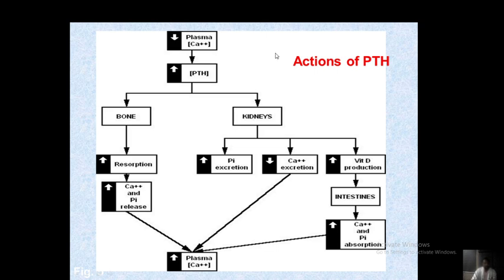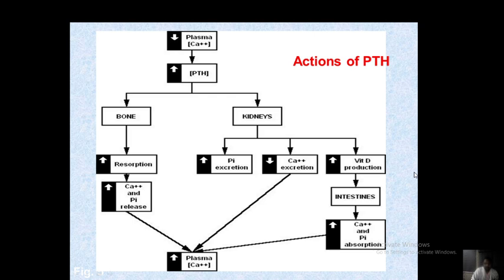So I guess we have learned this many times, just very quickly. When the plasma level of calcium is decreased, the PTH hormone will increase, and from the bone, reabsorption of calcium and phosphorus, the plasma calcium will be higher. From the kidney, again, there is increased phosphate excretion and decreased calcium excretion, and increased vitamin D production.